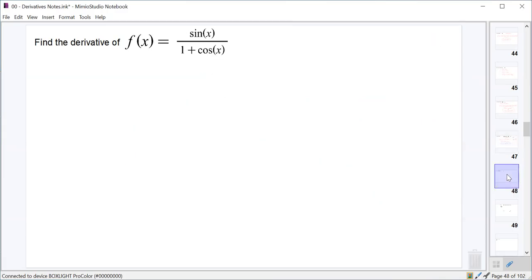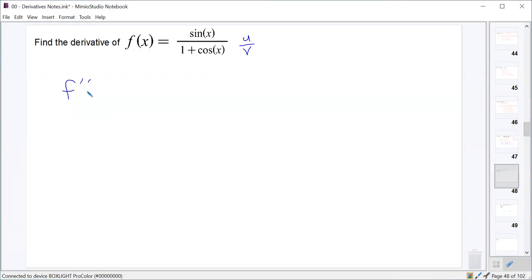So we'll just do one more of these today. We're going to find the derivative of sine x over 1 plus cosine x. And there's no simplification we can really do here to begin with. So we'll just treat this like u over v using the quotient rule.